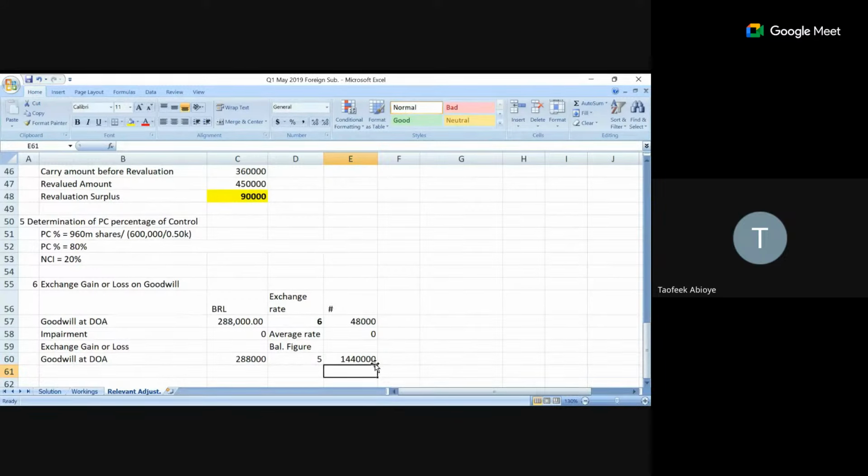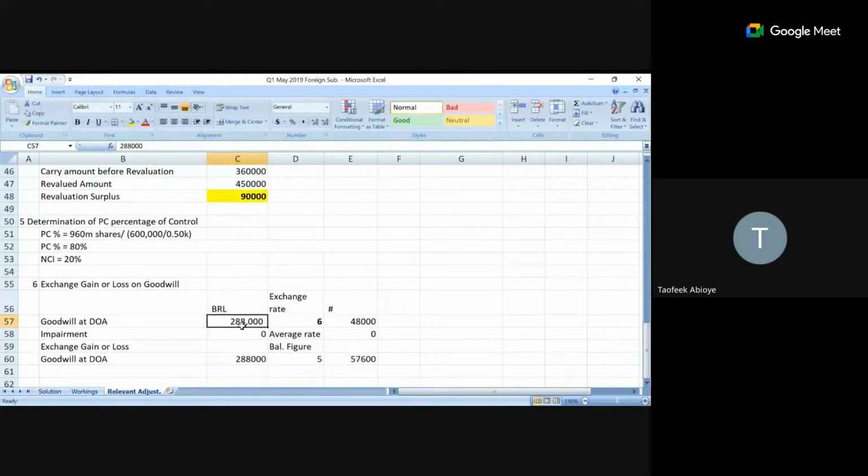Have you seen it? Sorry. It's going to be a division. Division. So can we see it? Can we see it? This 288,000, exactly as we are doing it before.